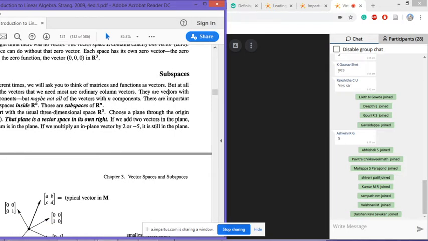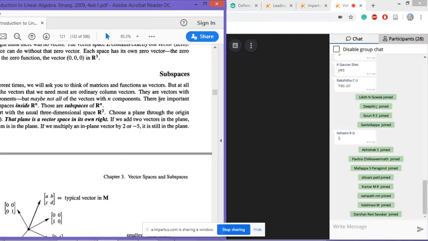So they are the vectors with n components, but may not be all of the vectors with n components. So what is a subspace? A subspace means they are vectors with n components, but may not be all the vectors with n components. It may have less than that. So we will see that in the next coming examples.